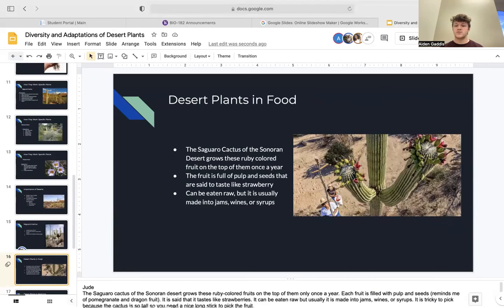And so desert plants can be used in food. So the saguaro cactus of the Sonoran Desert grows these ruby-colored fruit on the top of them once a year. The fruit is full of pulp and seeds that are said to taste like strawberries. It can be eaten raw, but is usually made into jams, wines, or syrups.